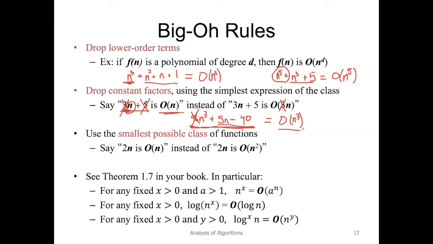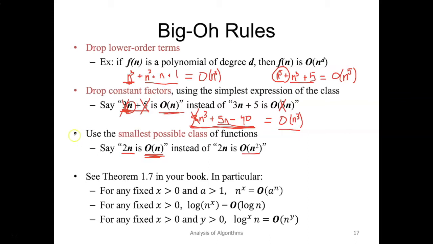Right? Okay, and thirdly, we want to use the smallest possible class of functions. So we saw in the previous slide that the function 2n, this is big O of n, this is a linear function, but because it's big O of n, it's also big O of n squared, and it's big O of n cubed, and it's big O of n to the 4th power. So technically this is correct. 2n is upper bounded by all of these functions. However, the smallest possible class of functions, the one which has the smallest growth rate, is to say that 2n is big O of n.